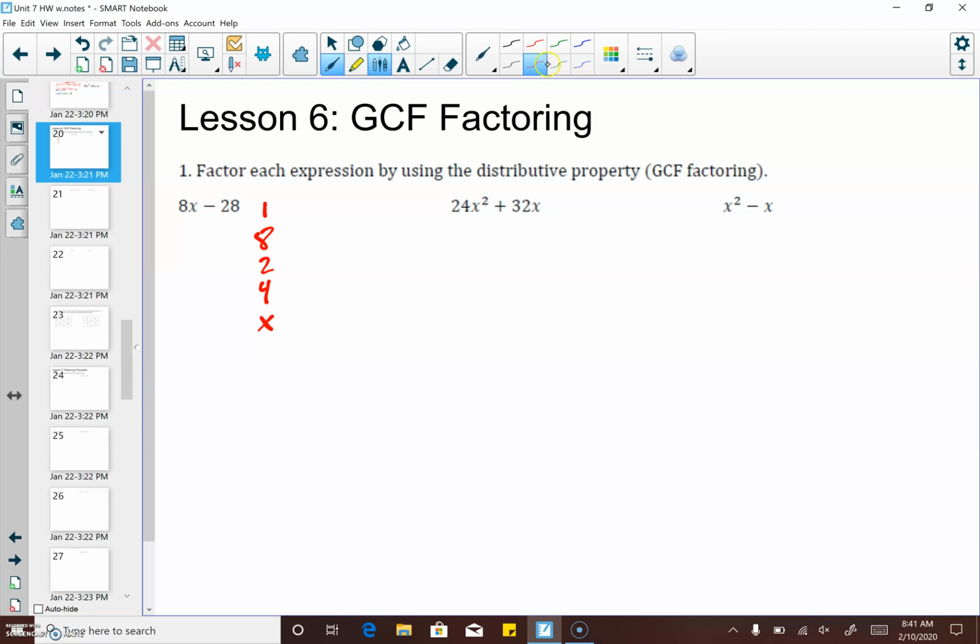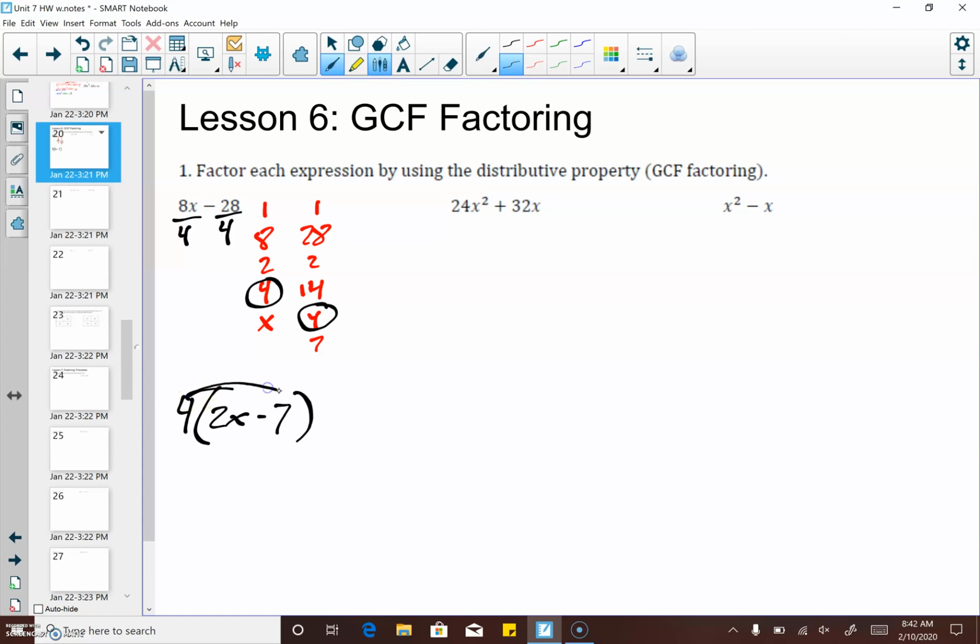If we look at the 28, we have 1 and 28, we have 2 and 14, and we have 4 and 7. And then what we're going to do is circle whatever the biggest number is that goes into each of them, and that's going to be our GCF. So as we do that, we end up dividing both of those terms by that. That's what's going to go outside our parenthesis, and then 8x divided by 4 gives us 2x. There's a minus sign, so we keep it, and then 28 divided by 4 is 7. And that's going to be our GCF factoring for the first one.